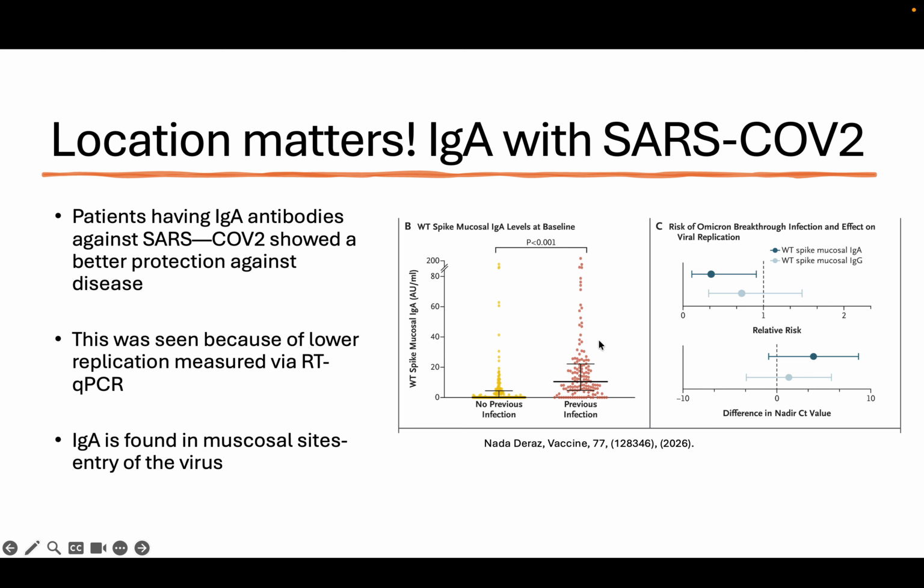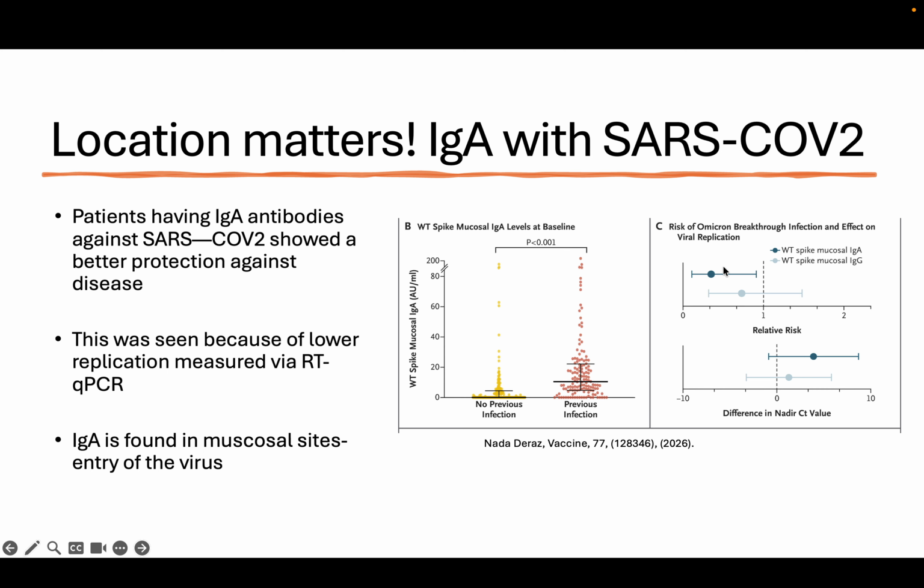So you see here, basically, these are patients. These are people that had no infection, so they had very little IgA antibodies against SARS-CoV-2. But then you see these are people that are now infected or had a previous infection. Now you see that they have a high titer of IgA antibodies against SARS-CoV-2. So what we see is that if people had IgA antibodies against SARS-CoV-2, they have less viral replication.